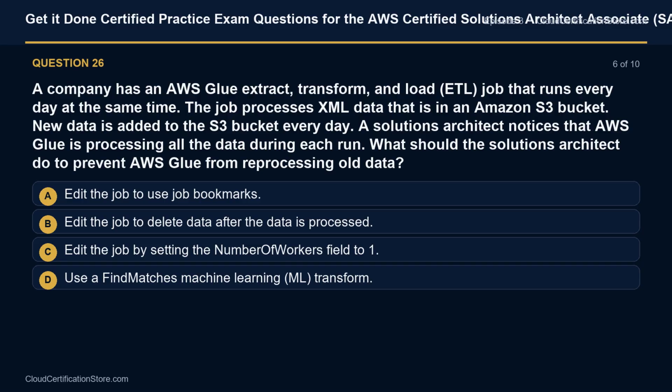Question 26. A company has an AWS Glue extract, transform, and load, ETL, job that runs every day at the same time. The job processes XML data that is in an Amazon S3 bucket. New data is added to the S3 bucket every day. A solutions architect notices that AWS Glue is processing all the data during each run. What should the solutions architect do to prevent AWS Glue from reprocessing old data?